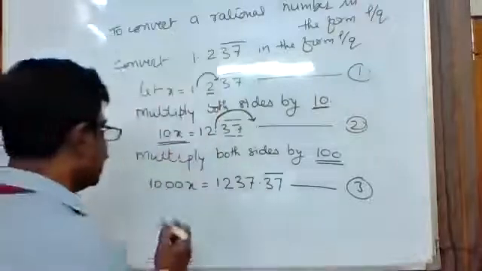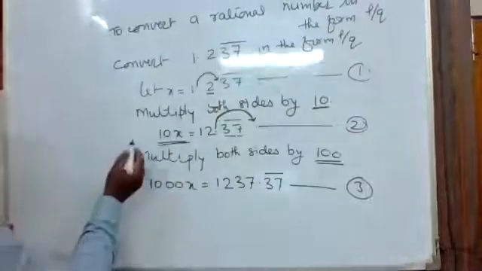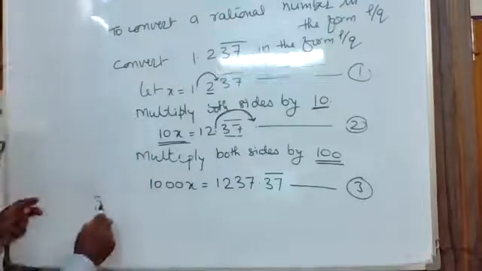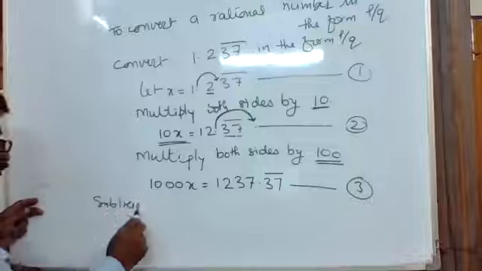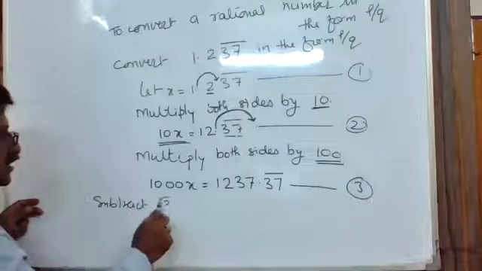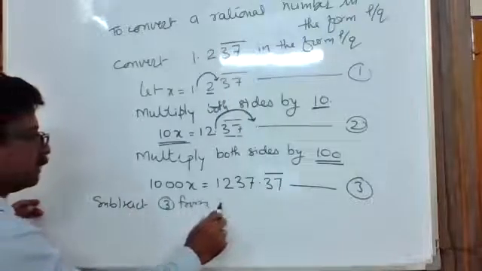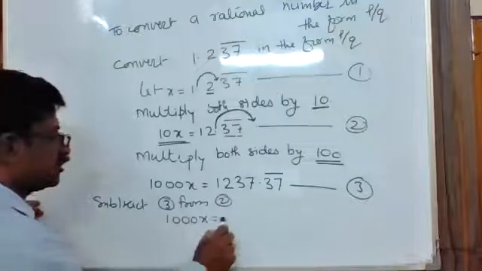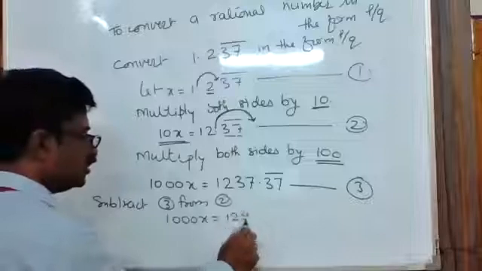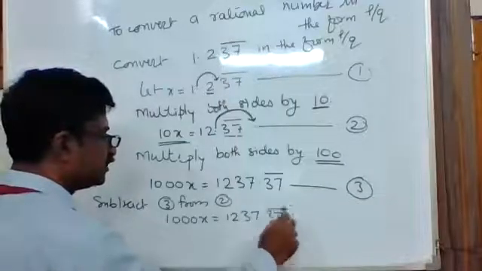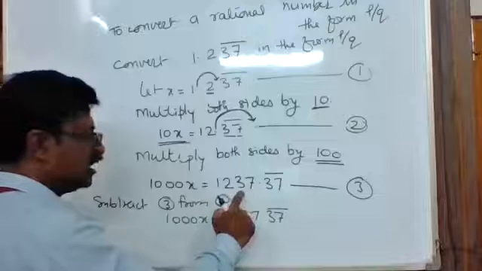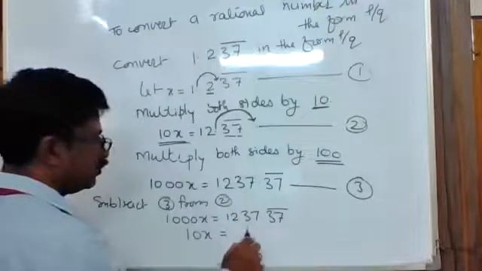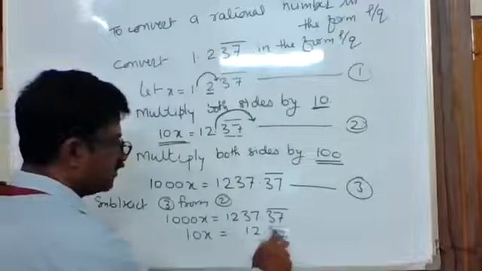Now, the last two equations you got have to be subtracted. Subtract the second equation from the third. What is the third equation? 1000x equal to 1237.37 bar. This is the last equation we got. And the previous equation was 10x equal to 12.37 bar.